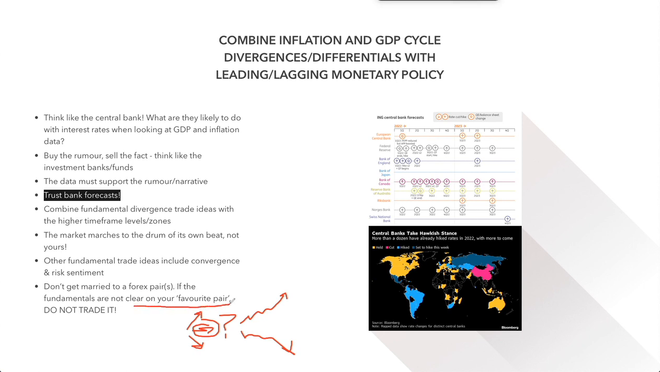If the fundamentals are not clear on your favorite pair, and I hate that saying, "Oh, my favorite pair is," that's nonsense, because your favorite pair is dictated by fundamental analysis. And if it's not clear, don't trade it. There's nothing wrong with not trading the GU. There's nothing wrong with not trading the EU. If it was once trending, or the fundamentals were once clear, and then there becomes less of a divergence and it isn't as clear, just don't trade it. Look for where there are divergences. And there are always divergences, from risk sentiment divergences, I've just shown you one, and there are convergences. There are always trade ideas, but from a divergence perspective, this is where we are.